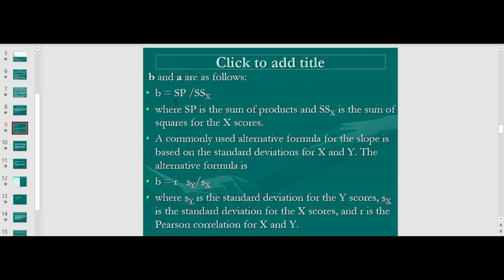When we have to find the value of b, b is equal to SP over SSX, where SP is the sum of products and SSX is the sum of squares for the x scores. We can also calculate this in another way. A commonly used alternative of the formula for the slope is based on the standard deviation of x and y, and the alternative formula is b is equal to r times the standard deviation of y divided by the standard deviation of x, where sy is the standard deviation of y, sx is the standard deviation of x scores, and r is the Pearson correlation for x and y.